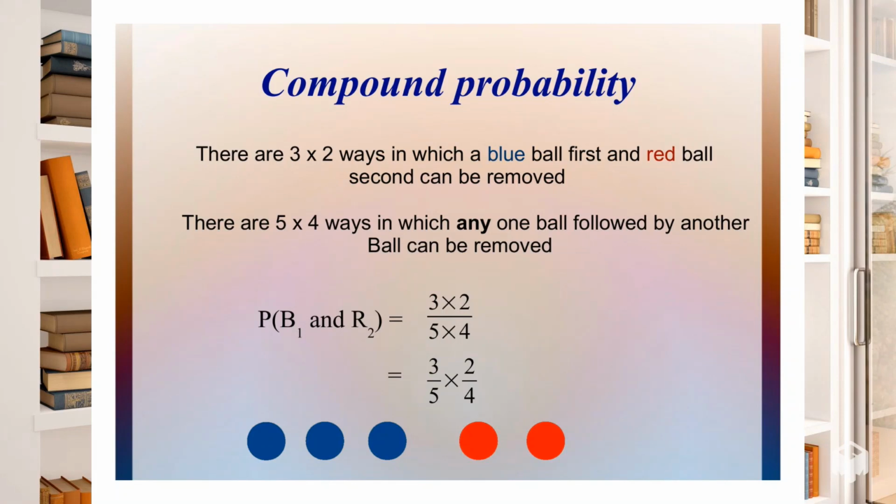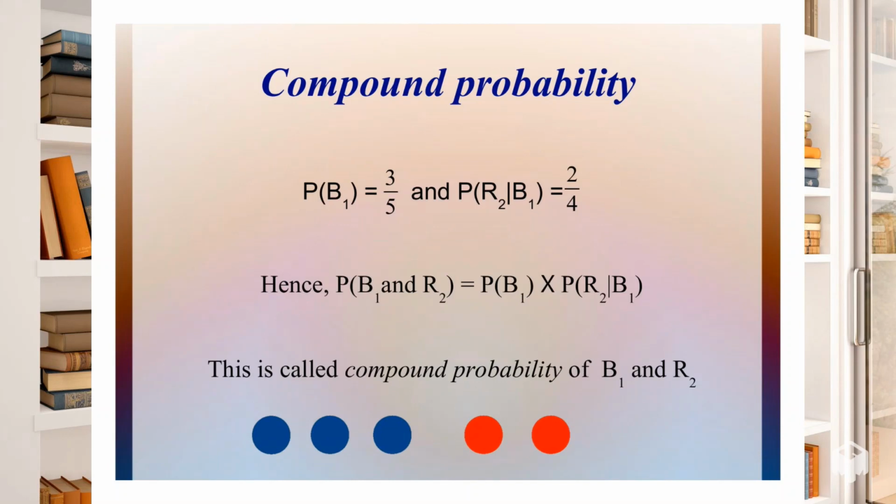And there are 5 times 4 ways in which any one ball followed by another ball can be removed. So the probability of removing a blue ball and a red ball is equal to 3 times 2 divided by 5 times 4, which we can write as 3/5 times 2/4. Another way of looking at this is to consider the probability of a blue ball is 3/5, and the probability of a red ball given a blue ball is 2/4.